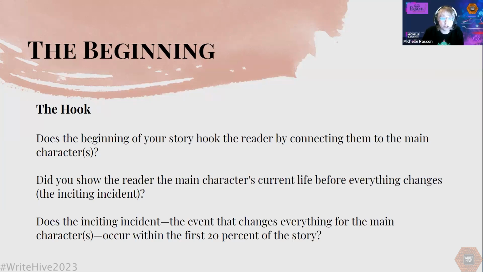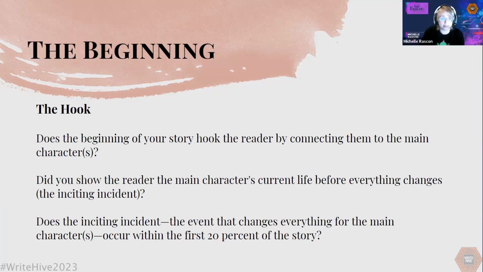Do that by showing the reader the main character's current life before everything changes, which is the inciting incident. The inciting incident is the event that changes everything for the main characters, and it occurs within the first 20% of the story. Or it should. Sometimes it doesn't. It depends on the path that you're following with your manuscript. But that's the expectation for most books these days.